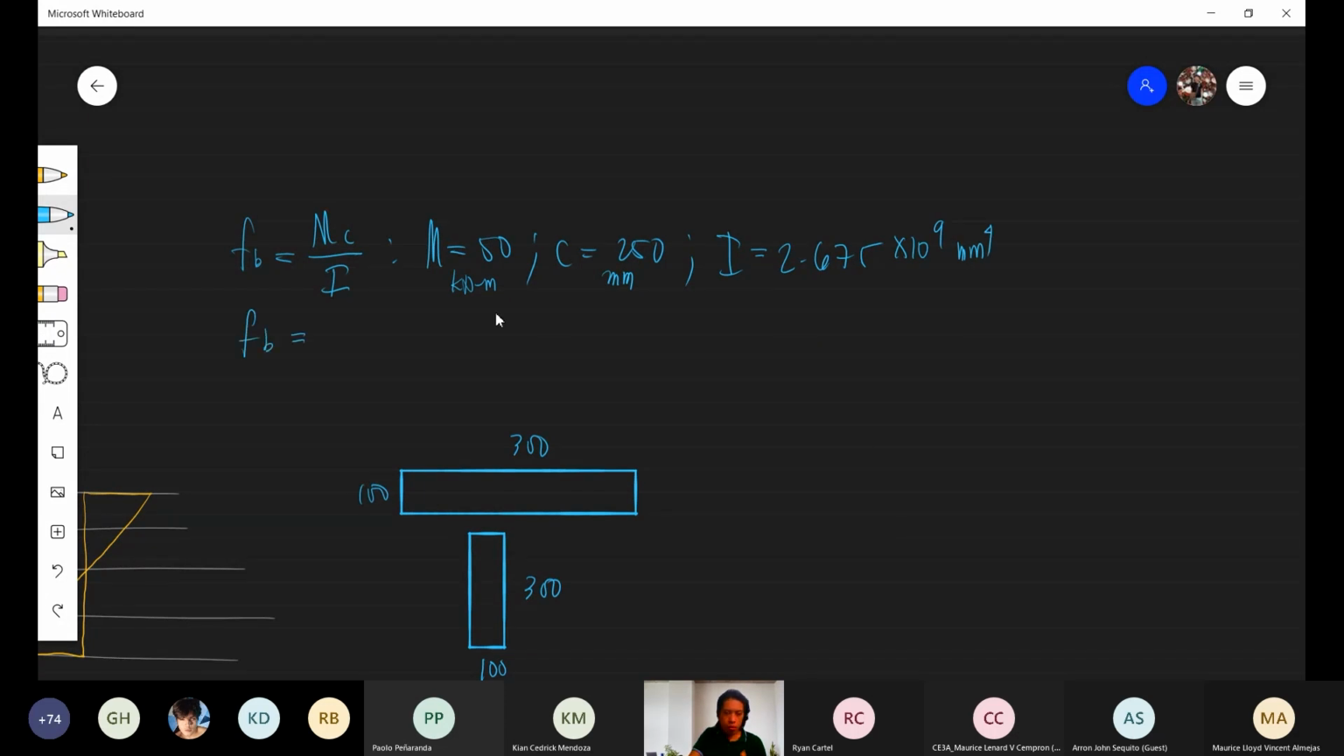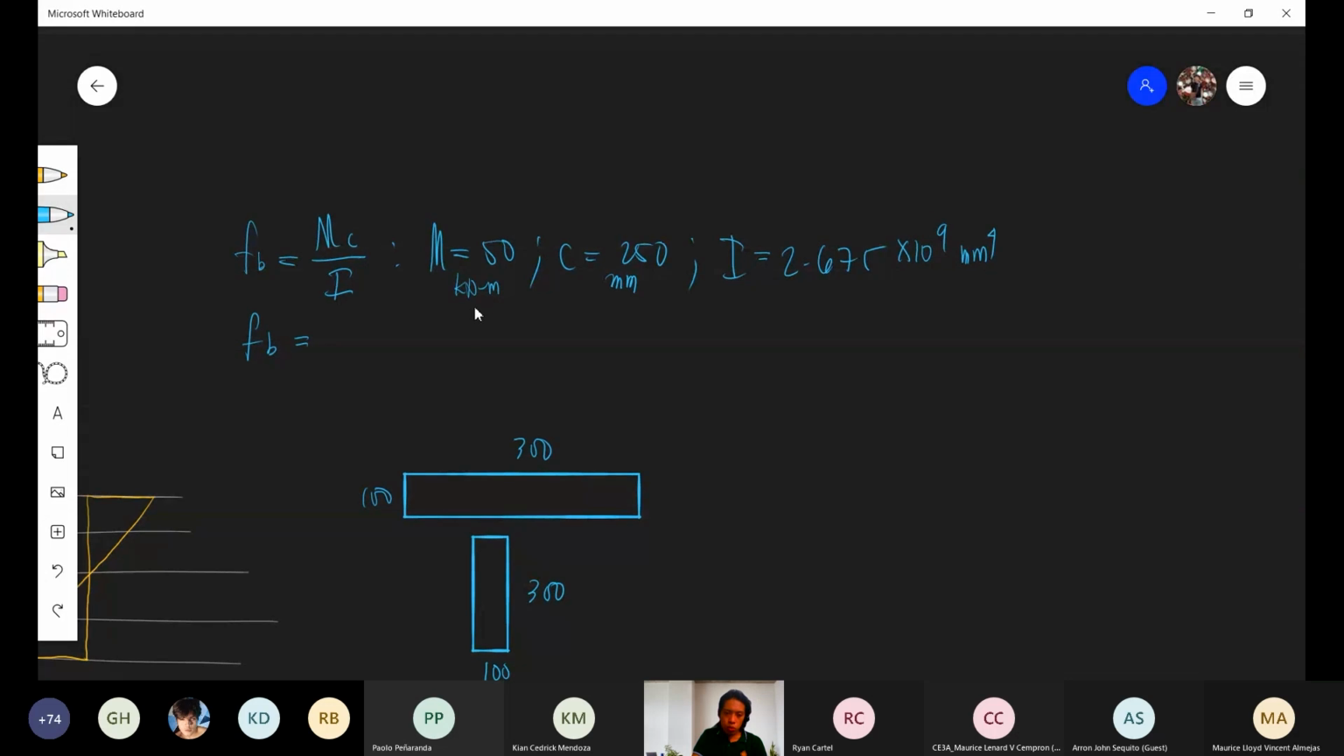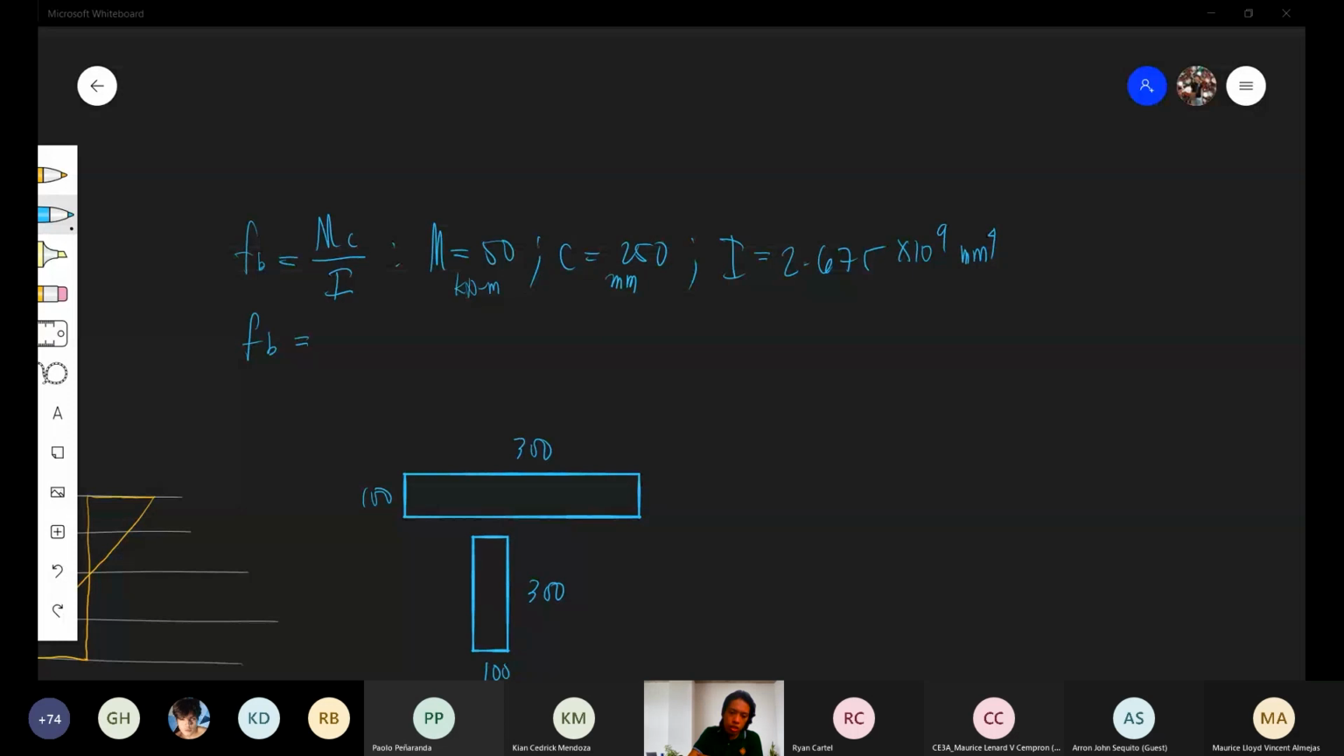What's the formula? Mc over I. M is equal to 50 kilonewton meter, or 50,000, which is 50 times 10 raised to 6, since it should be in newton-mm. 50 times 10 raised to 6 times c, where the value of c is 250, all over I, which is 2.675 times 10 raised to 9. Then you'll have a value equal to 4.67.